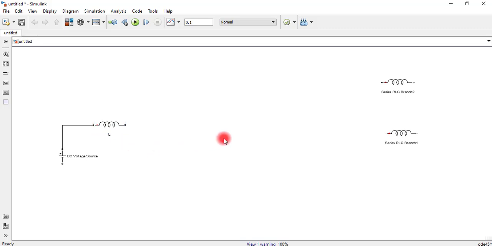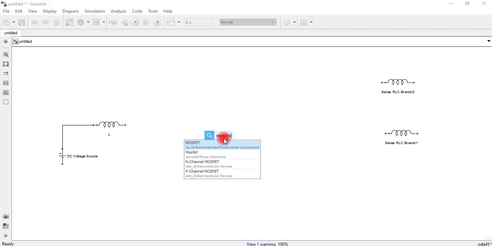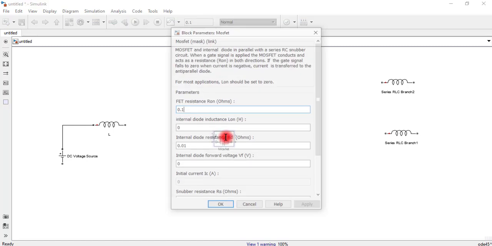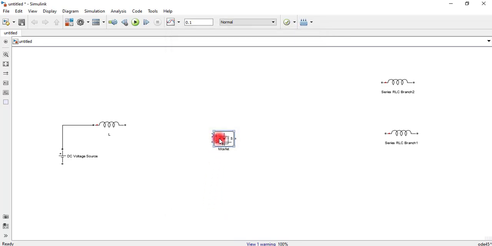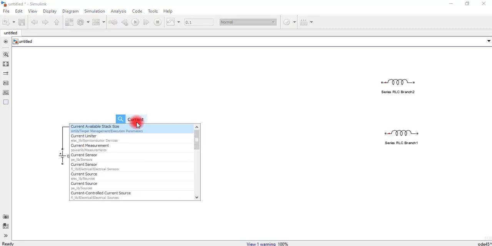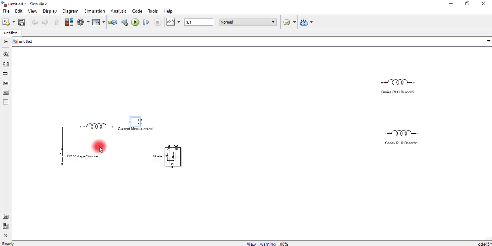Now I need a switch. So for switch I am bringing MOSFET. I am using the same library, that is power library, and let's make its measurement port uncheck. Okay, now rotate it. Okay, for the measurement of inductor current I will bring one current measurement block. So this is current measurement block and connect it here.